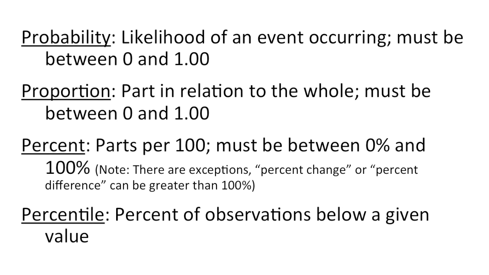Before we get started, I'd like to distinguish between four terms that you're going to see this week. First, probability. This is the likelihood of an event occurring. It must be between 0 and 1.00.